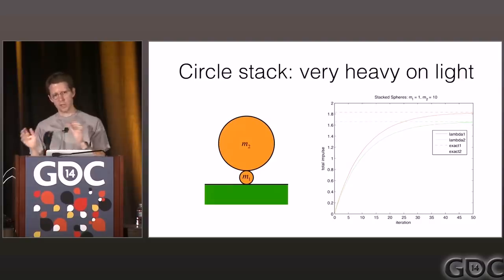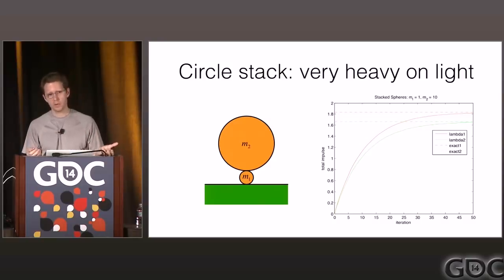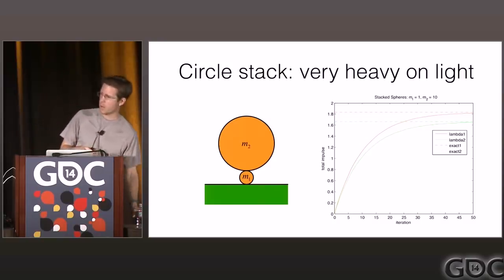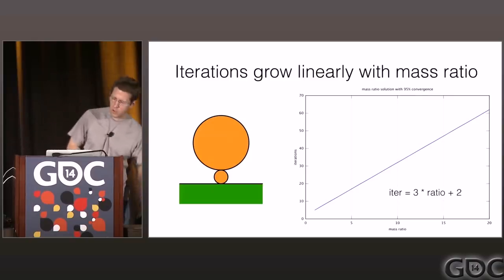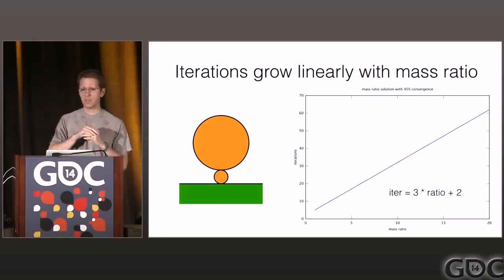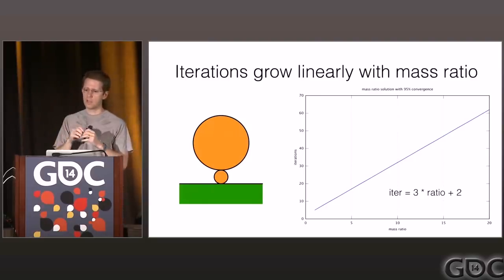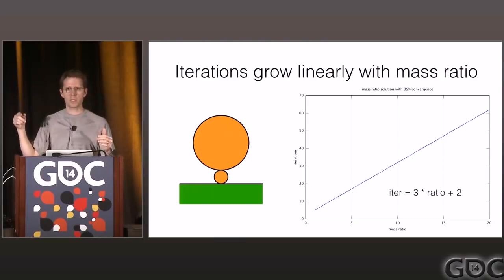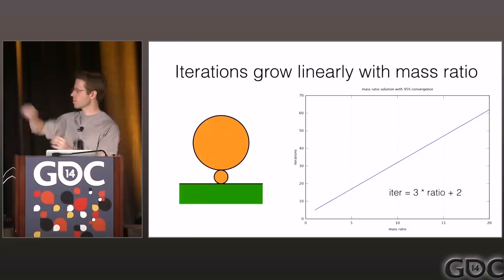Now let's take that to an extreme mass ratio of 10 to 1. Now I need around 50 iterations. So things are getting quite bad as the mass ratio increases. You might wonder, how bad is it if I just increase the mass ratio indefinitely? How does the number of iterations I need change? So I ran a simulation of simulations. I set a mass ratio and then counted how many iterations I needed for 95% convergence, and I did that for several mass ratios. Then I plotted it all out.